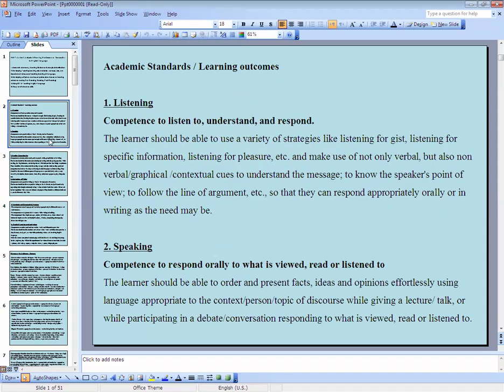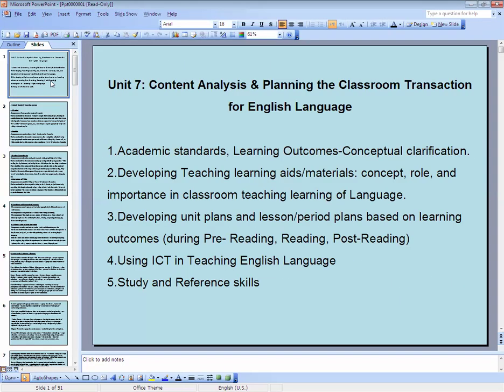Study and reference skills. I think you all have been preparing the period plans, children, because internship has started. So I hope you all are doing with the period plans. Yes? Yes, ma'am. Yes. So unit plan, year plan, everything is done for you all. So it will be a revision for you all.